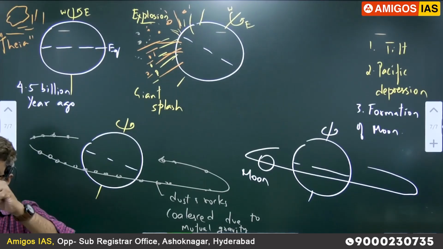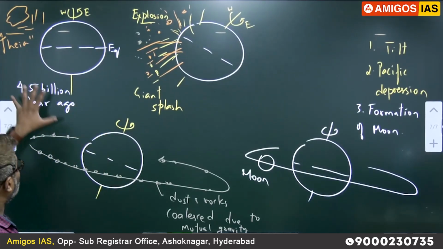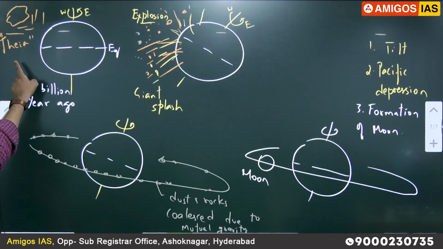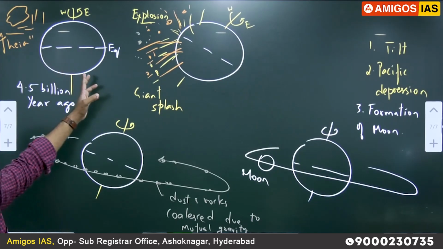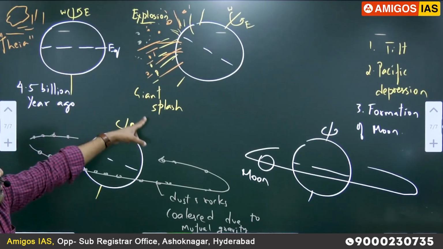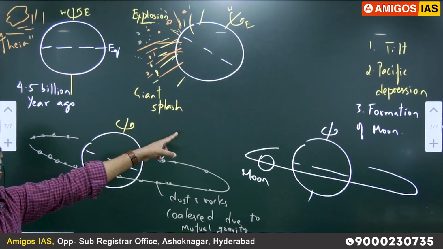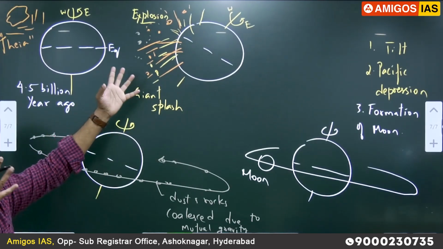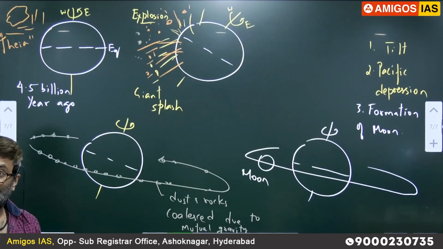Next I'll say, around 4.5 billion years ago, this story I will tell. Around 4.5 billion years ago, a large asteroid collided with the earth. Yes. This led to explosion called giant splash. This led to expulsion or ejection of dust and rocks around earth, which orbited around earth. Slowly all of them coalesced to form a celestial object that we today call as moon.